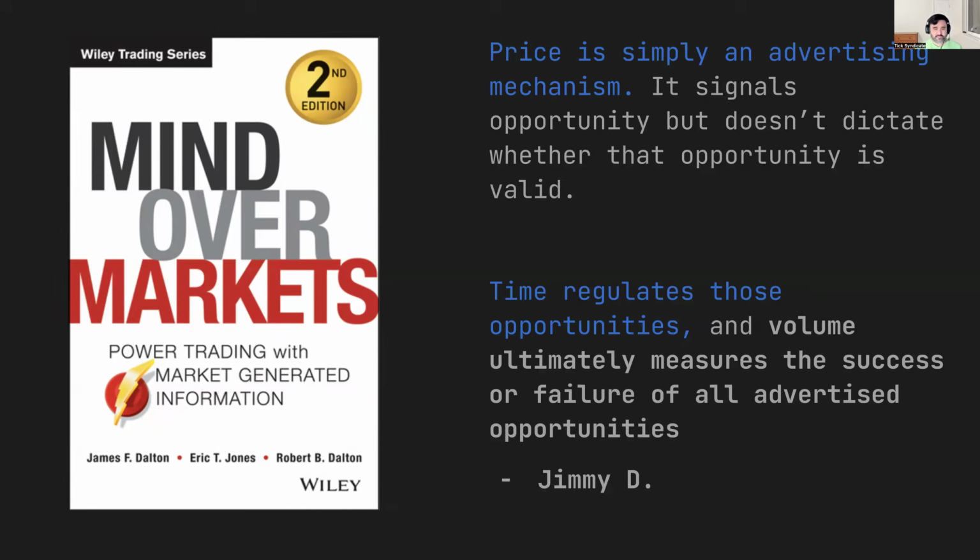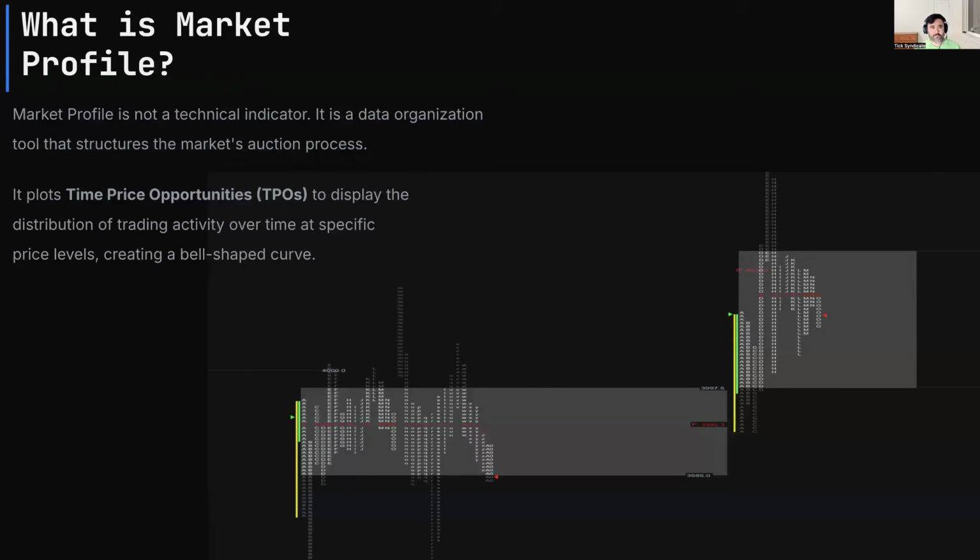So I think back in the days that TPOs were developed by Steidlmayer, they weren't able to get volume data end of day, so they used time as a proxy for volume. Now, everyone has access to volume. So I think that's part of why folks gravitate towards volume profile, but think of it as time regulating it. So time or volume building at higher or lower prices signals acceptance.